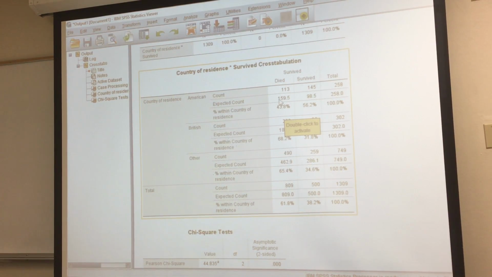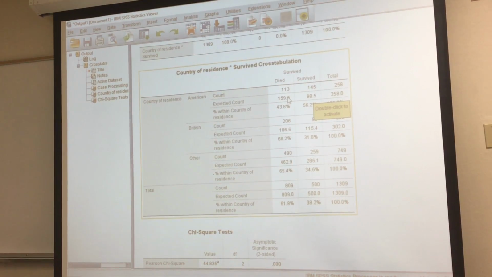And on the second row, there are expected counts. What does that mean? Where are these numbers from? Actually, there are 258 American people on this ship. And if you use this number to multiply this percentage, that's this number.